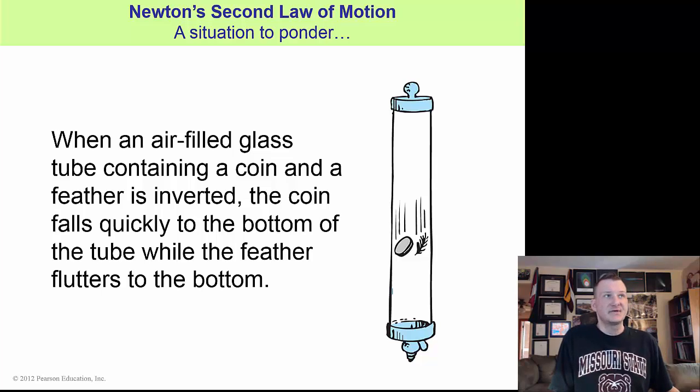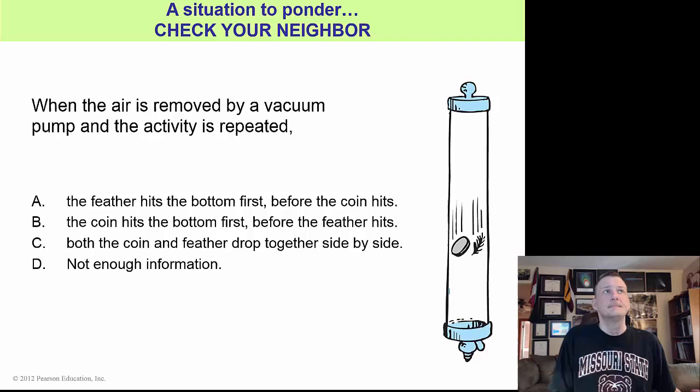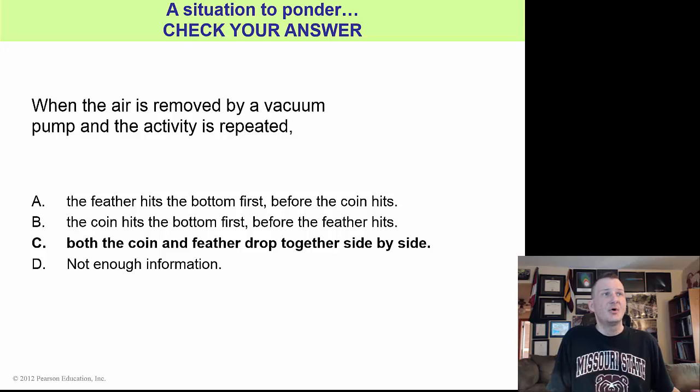So let's look at the situation. You have an air-filled gas tube. We've looked at this already. The feather is going to fall with the coin. What happens? Will the feather hit the bottom first? Will the coin hit the bottom first? Both the coin and feather drop together side by side, or there is not enough information here to decide. What do you think? Take a look at this for a minute. Well, the answer is C. Both the coin and feather drop together side by side, as I mentioned before.